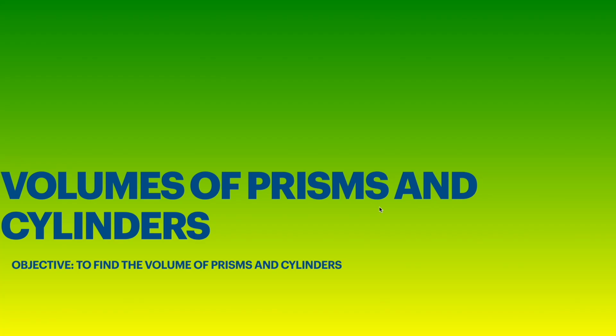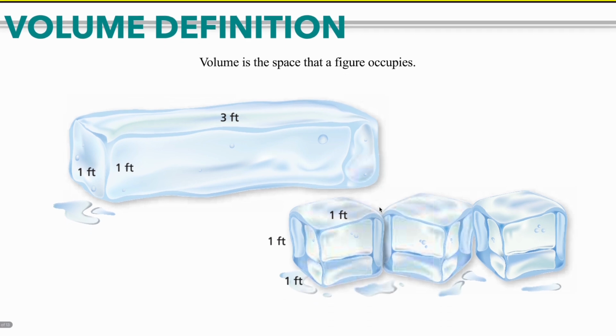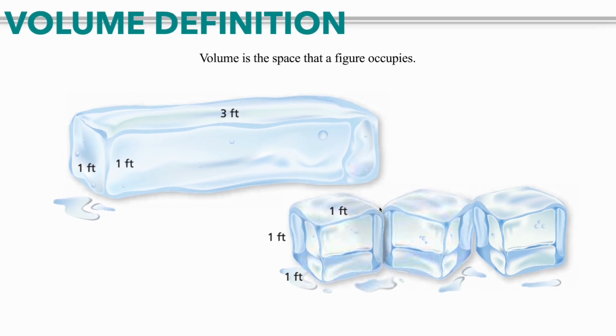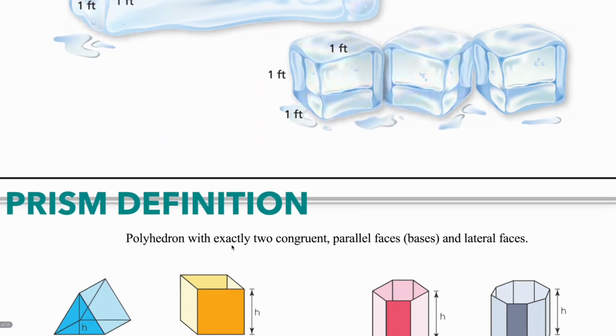In this video, we are going to be discussing volumes of prisms and cylinders. Now, by definition, volume is the space that a figure occupies. For example, this block of ice and these three smaller blocks of ice actually have the exact same volume. Their surface area is different, but the volume is going to be the same.